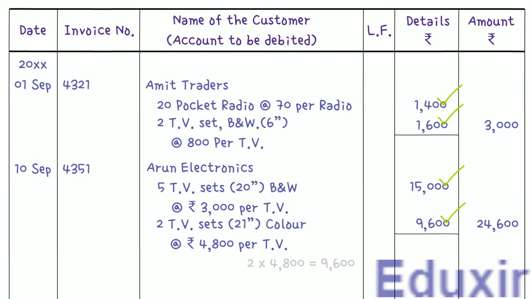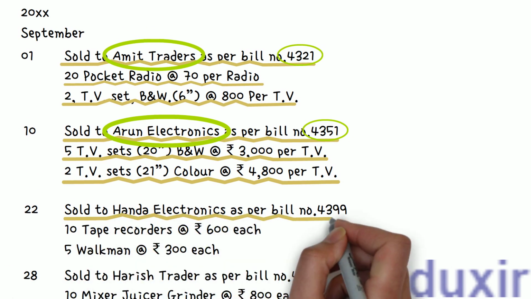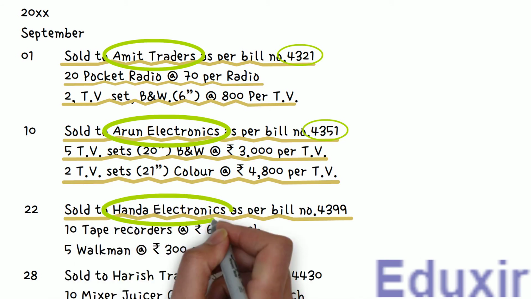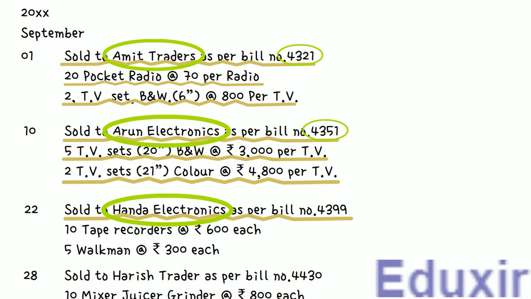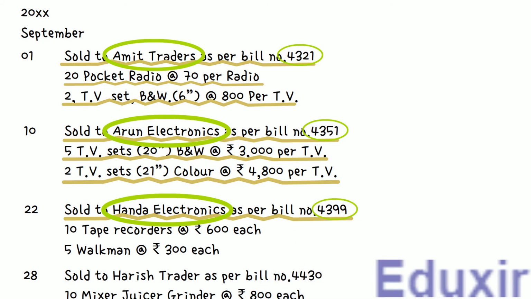With that, we are done with the recording of the sales done to this customer. Let us now take up the next transaction. In this transaction, the business has sold goods to Honda Electronics. Note that the name of the customer is Honda Electronics and the invoice number is 4399. Let us now generalize this transaction.